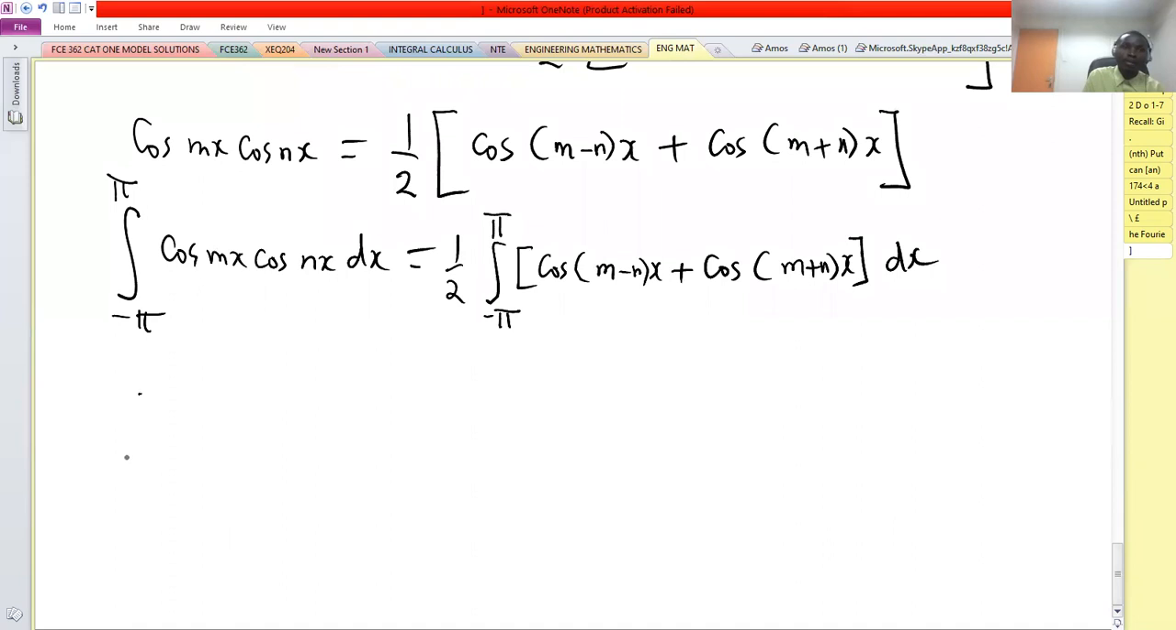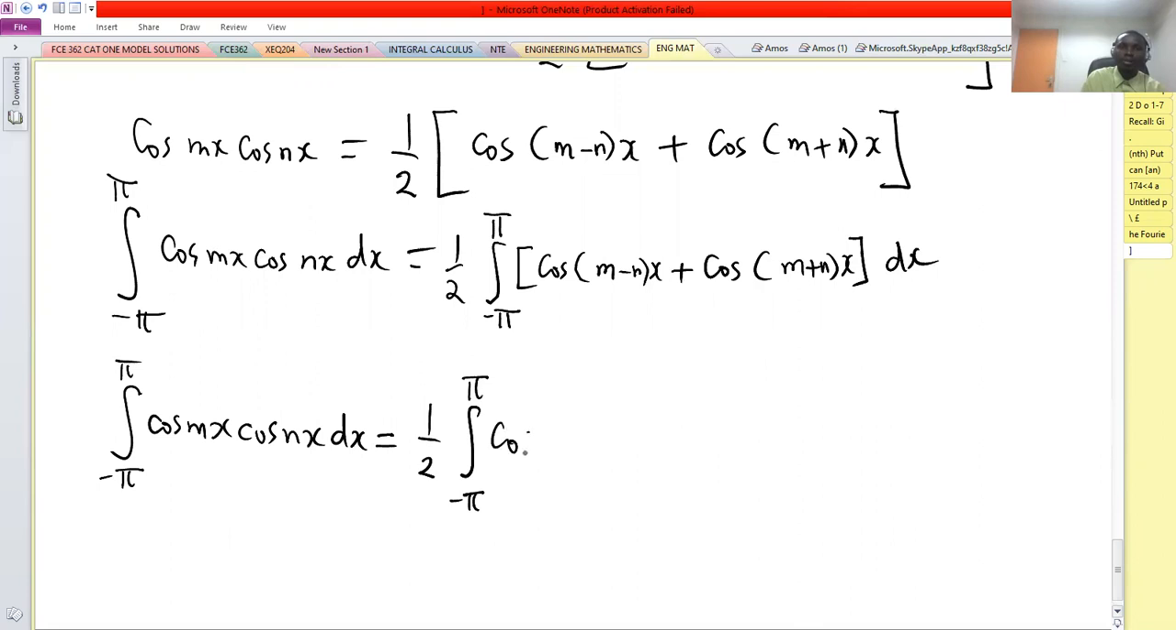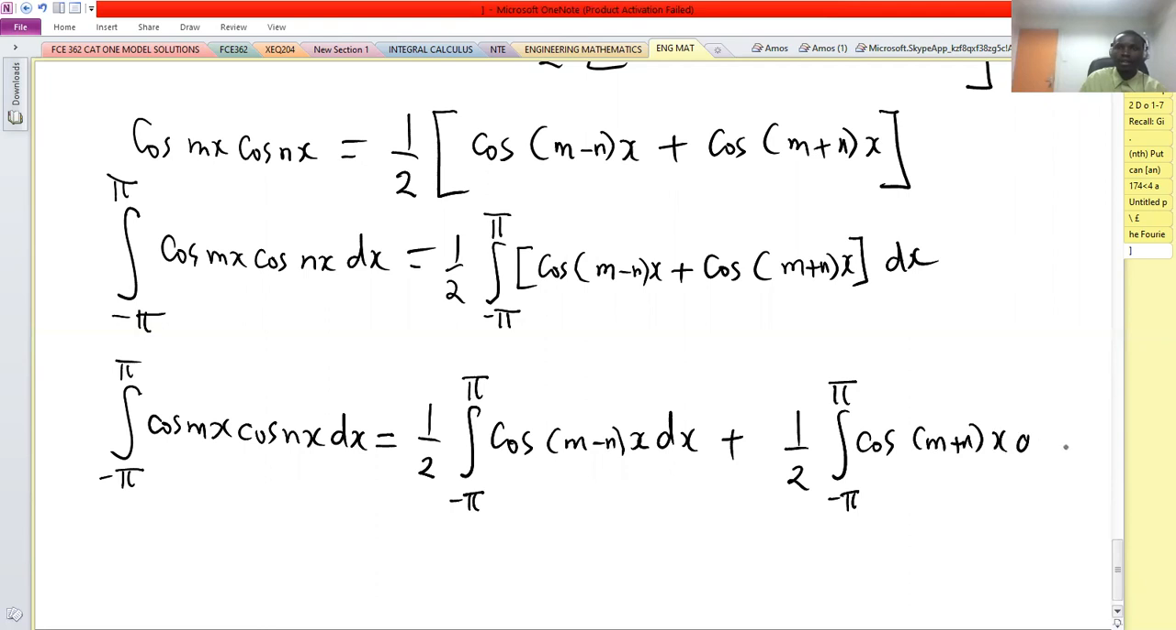So the integral from minus pi to pi of cosine of mx cosine nx dx is a half integral from minus pi to pi of cosine (m minus n)x dx plus a half integral from minus pi to pi of cosine (m plus n)x dx. So we consider several cases in relation to m and n.